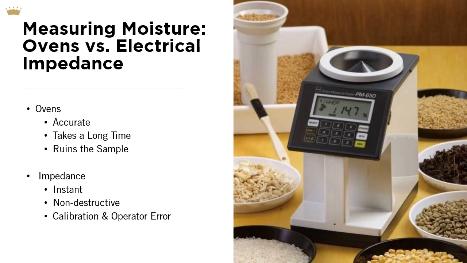The way in which they do this is via a method called impedance. In ovens, the measurement is very accurate, but it does take a really long time, and of course you ruin your sample afterwards. And so in the interest of preserving the coffee sample and also having an instant reading, electrical impedance measurements have taken over as the industry standard. The way that this works is they essentially measure the interference of a very weak electrical signal that passes through the sample, and then that reading is interpolated to conform with standards that were based on oven measurements.